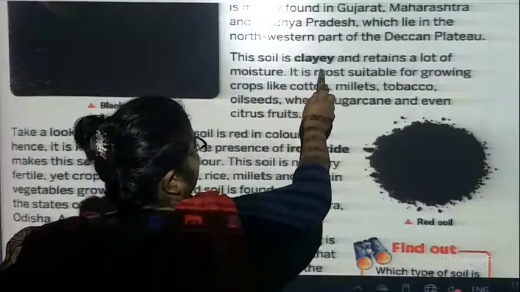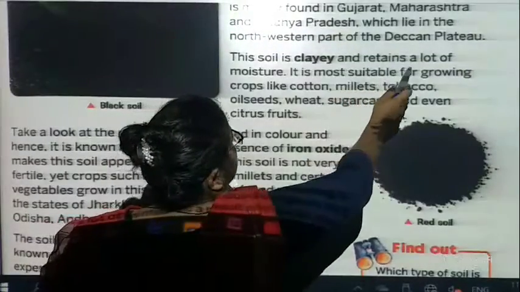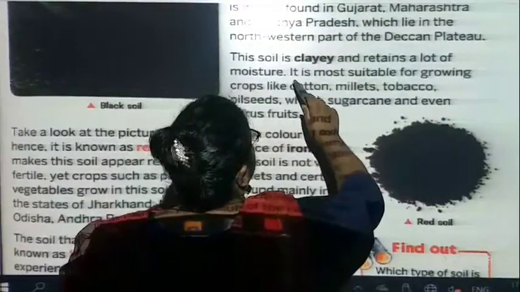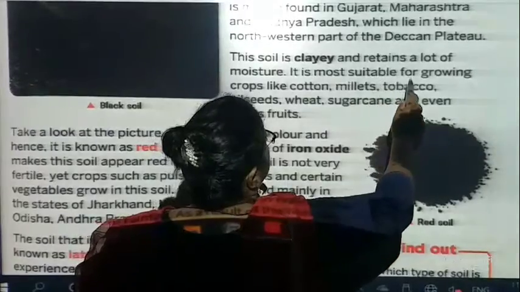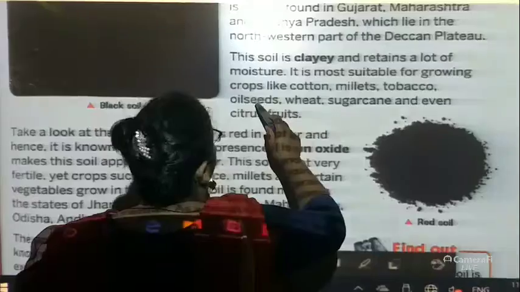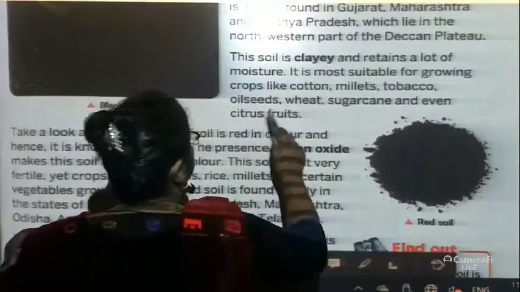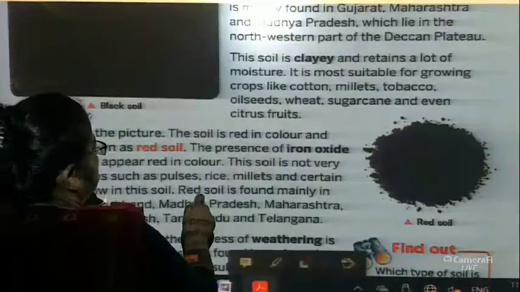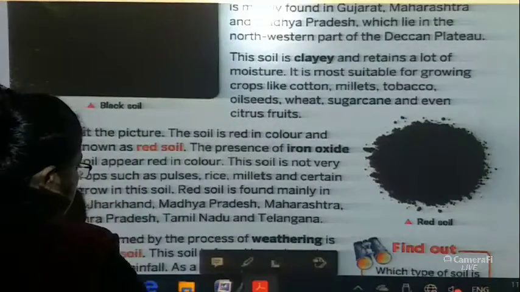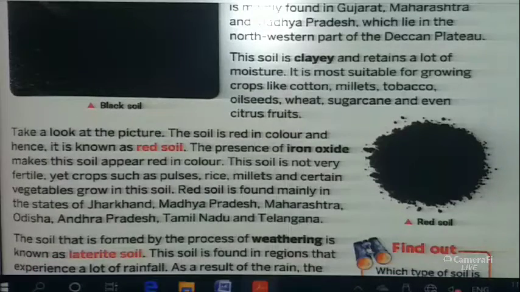This soil is clay, how it looks, clay, and retains a lot of moisture. It is most suitable for growing crops like cotton, millets, tobacco, oilseeds, wheat, sugarcane, and even citrus fruit. Citrus fruits means oranges. Okay.